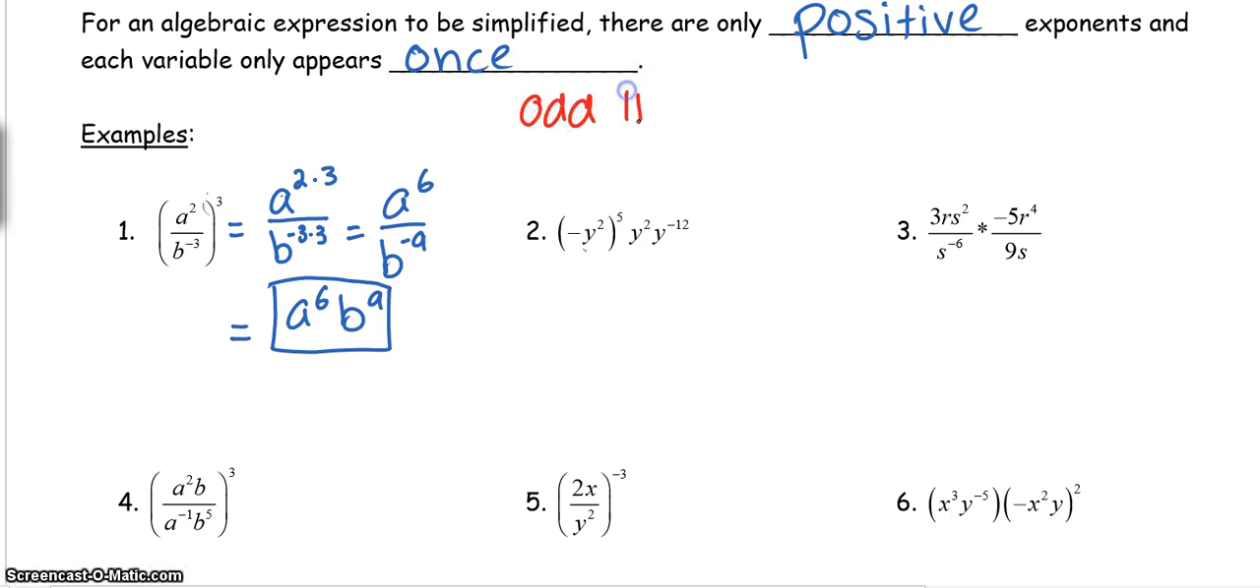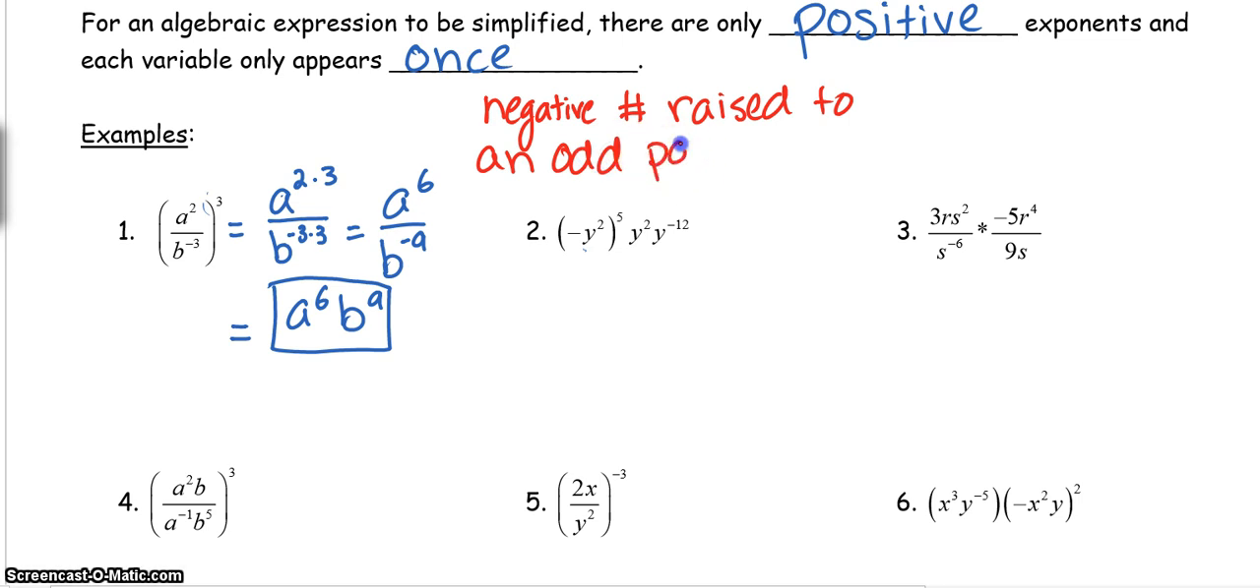So a negative number raised to an odd power is negative.